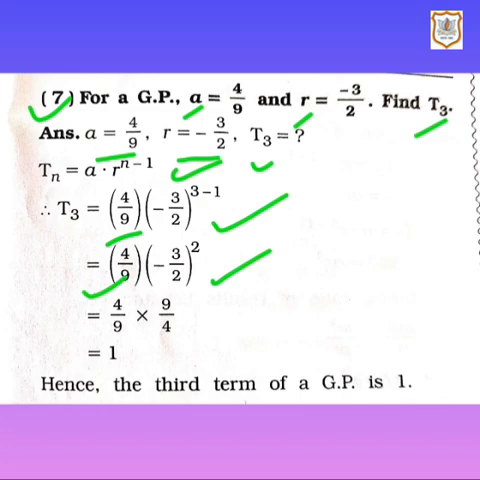So this is 4 by 9 as it is. 3 square is 9, 2 square is 4. As minus into minus will be positive, so it is positive 9 by 4. So 4 and 4 will be cancelled. 9 and 9 will be cancelled. And the value of T3 is 1. So the third term of GP is 1. Let's solve next sum.